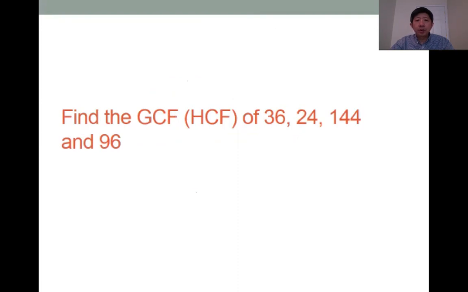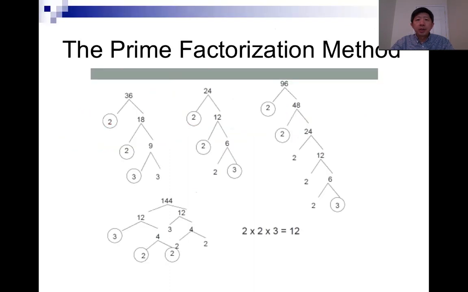Yes, we can do even 4 numbers. So now take a look, we want to do 4 numbers. I want to do the prime factorization method for 4 numbers. I take 36 divided by 2, I got 18. Take 18 divided by 2, got 9. Next, for 9, I have to find a prime number. So 9 divided by 3, I got 3.